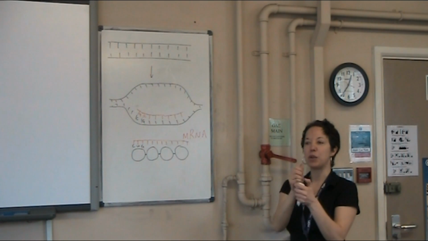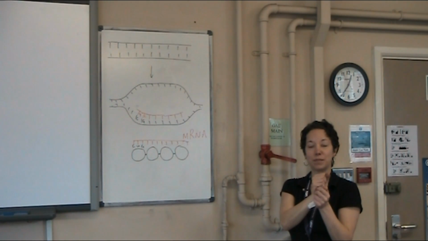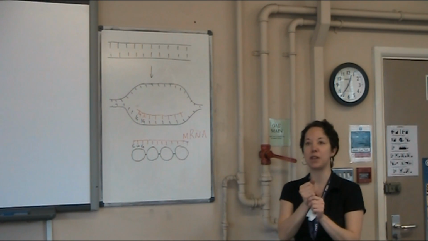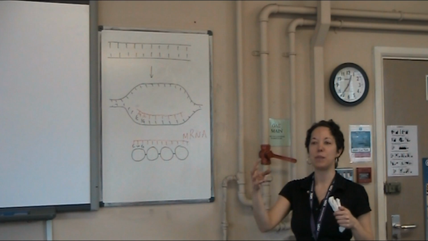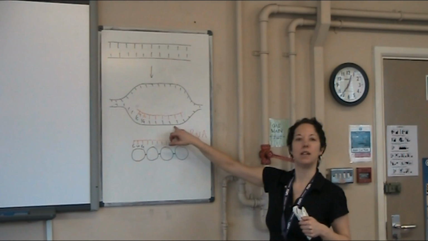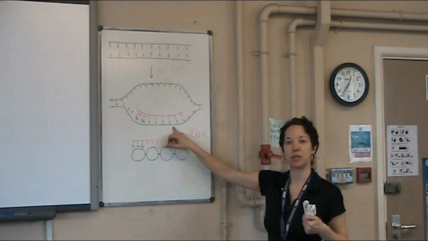And those chemicals can come from your internal environment, or even from your external environment. So you can have environmental triggers that stimulate gene expression or inhibit gene expression. But that's another lesson.